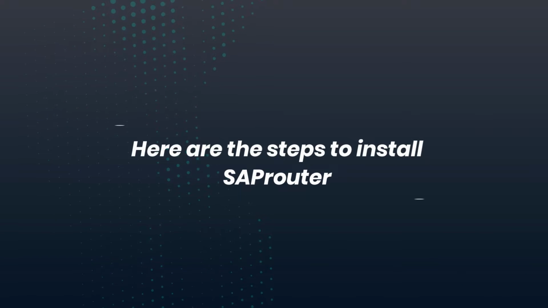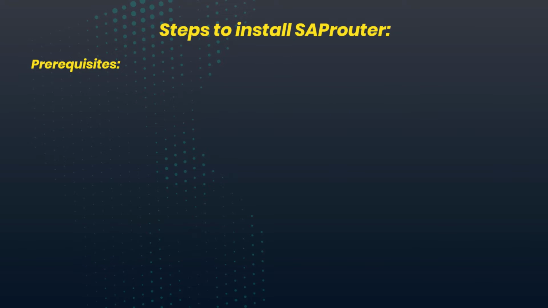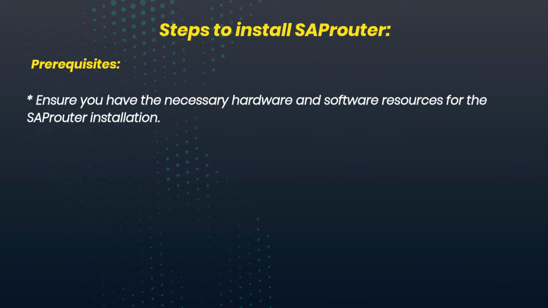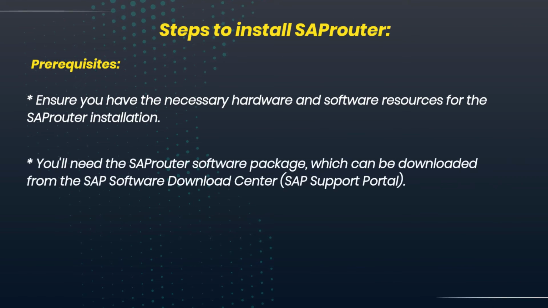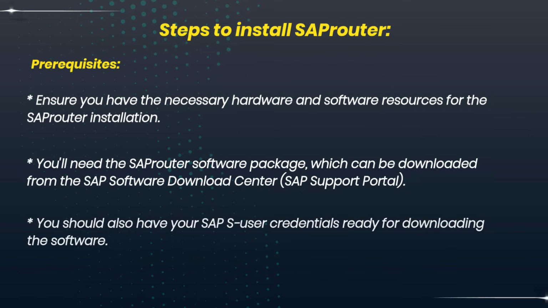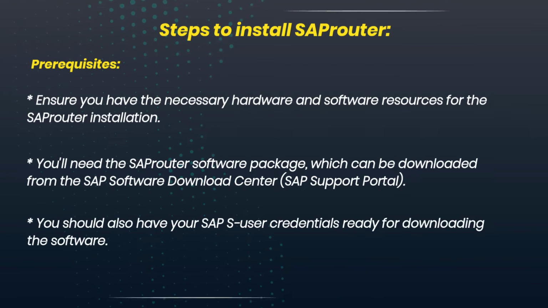Here are the steps to install SAP Router. Prerequisites. Ensure you have the necessary hardware and software resources for the SAP Router installation. You'll need the SAPROUTER software package, which can be downloaded from the SAP Software Download Center, SAP Support Portal. You should also have your SAP user credentials ready for downloading the software.